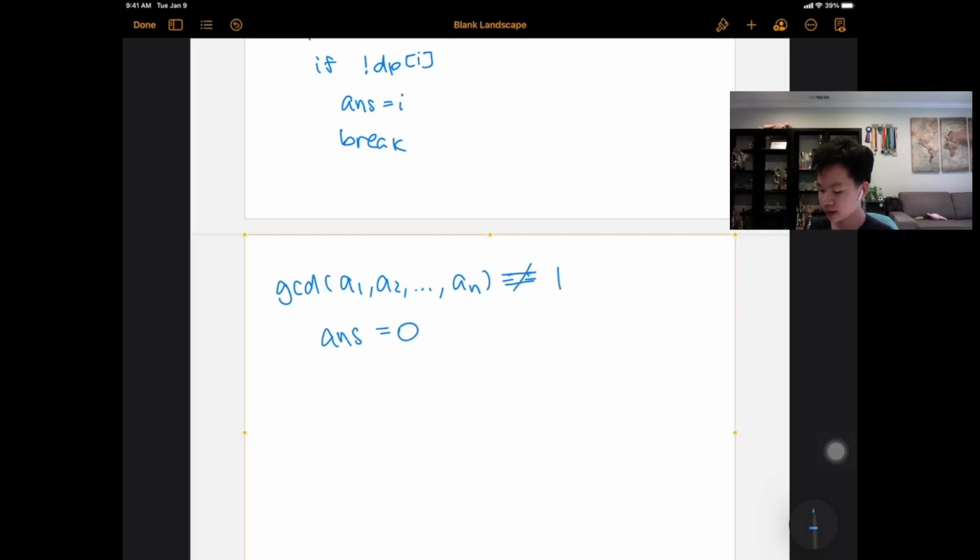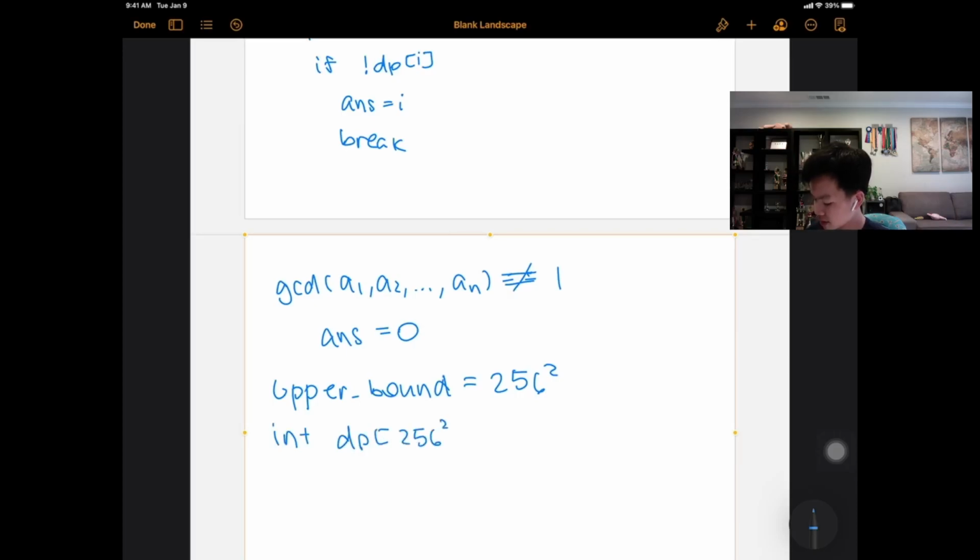All right. Otherwise, our upper bound is going to be equal to basically this. So then the size of our dp would just be this many amount. And this would both fit in memory and time.